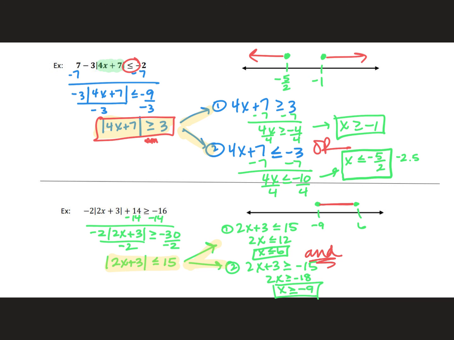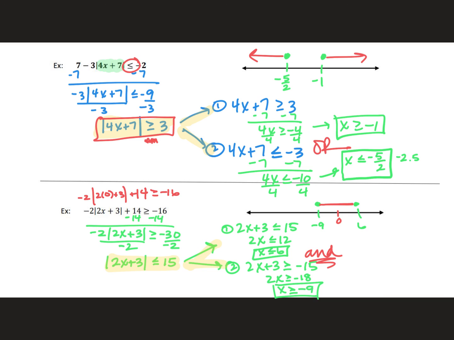When in doubt, you can always test, like pick a number that's between them or on the outside and see what happens. So like between negative 9 and 6 is 0. So I could always put 0 into the original and see if it worked out. So if I came back over here, I would have negative 2 times the absolute value of 2 times 0 plus 3 plus 14, and that should be greater than or equal to negative 16.